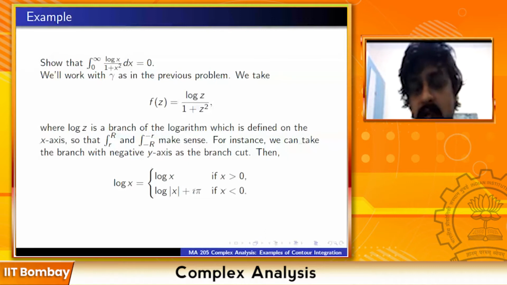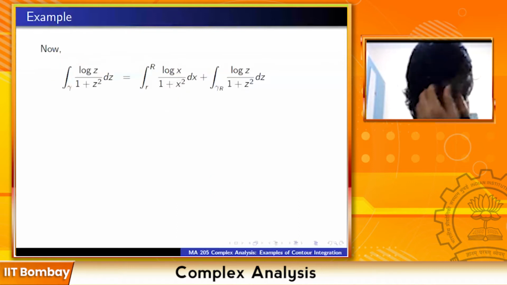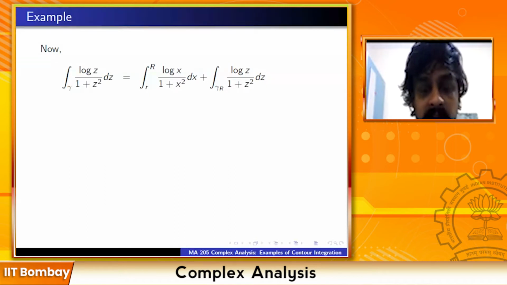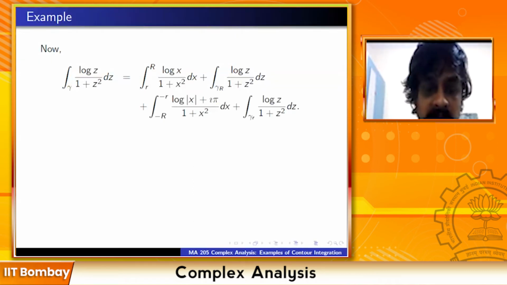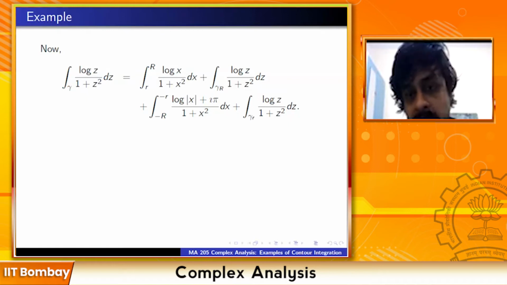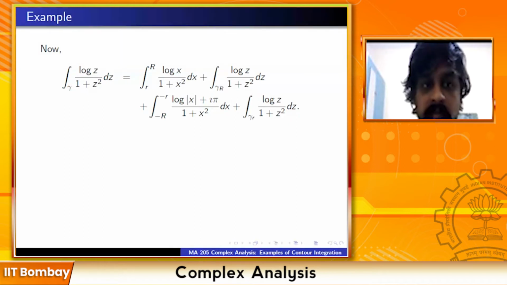Is this clear so far before going ahead? Okay, so let's go ahead. The integral of log z dz upon 1 plus z square along gamma is the integral from little r to capital R, plus the integral along the outer semicircle, plus the integral from minus capital R to minus little r, plus the integral along the smaller semicircle in the anti-clockwise direction. Same as before, the integral breaks up into a sum of 4 integrals.